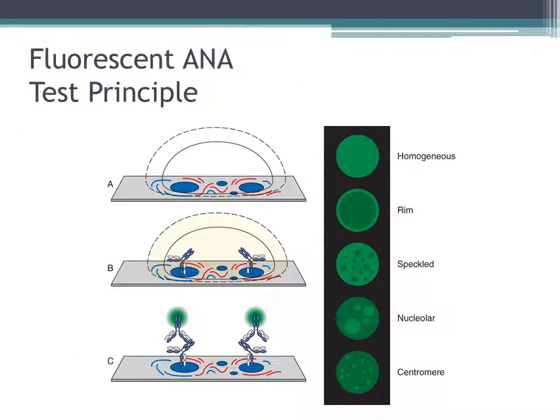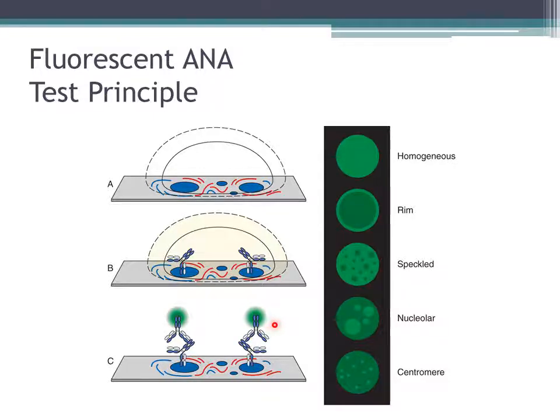The fluorescent ANA is pretty simple and straightforward. We start with a microscope slide that has cells on it. We're going to add patient serum. Presumably, the patient has antibodies to some component of the nuclei of those cells. And so we give that reaction time to occur, then wash the slide off, and then add antibodies to the human antibodies. Only these last antibodies are tagged with a fluorescent tag.